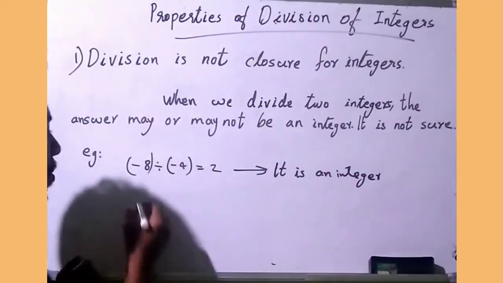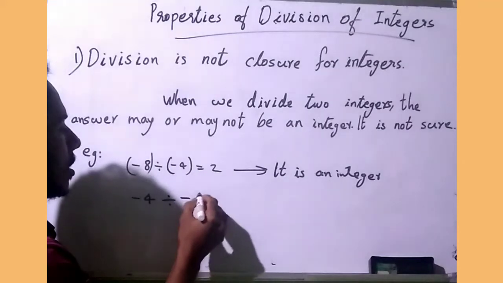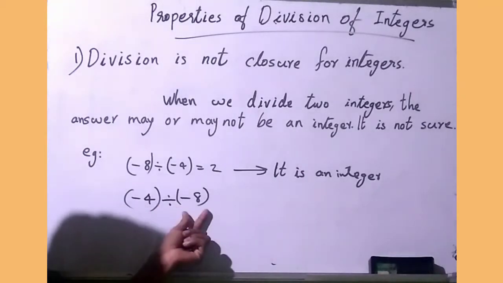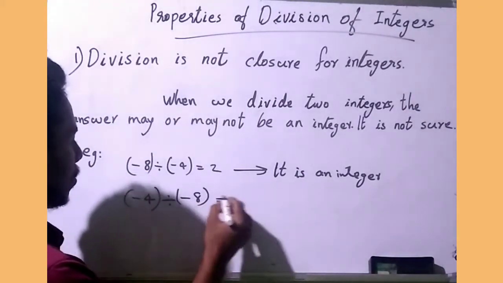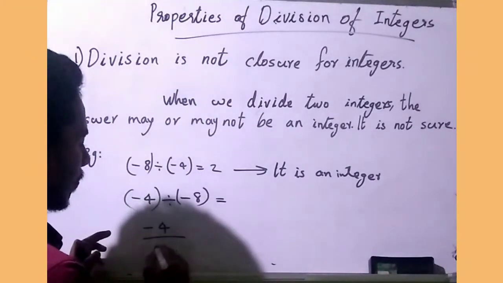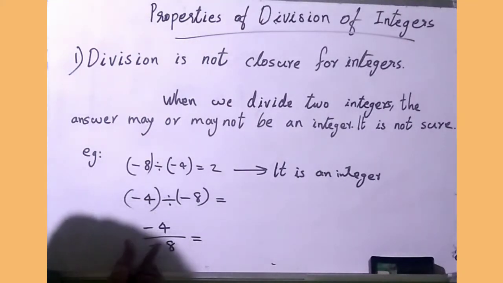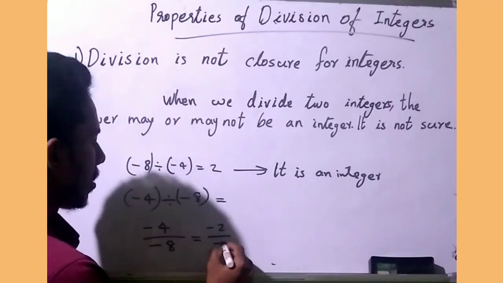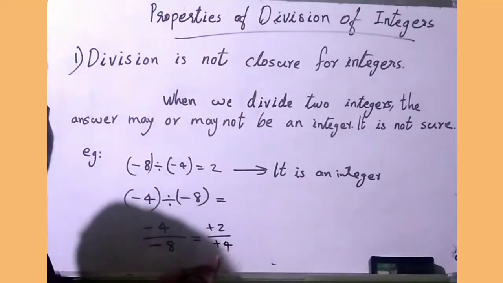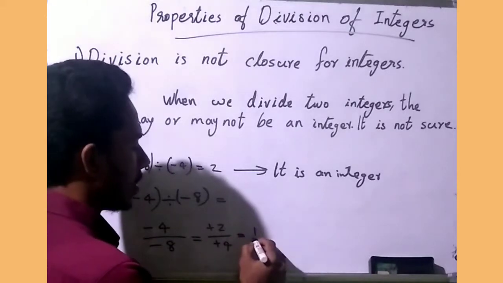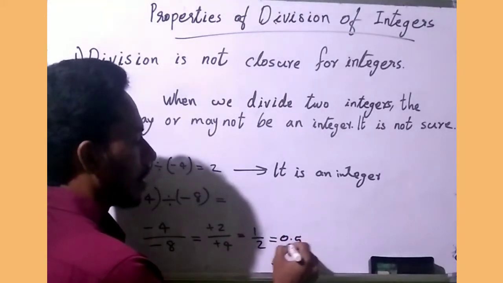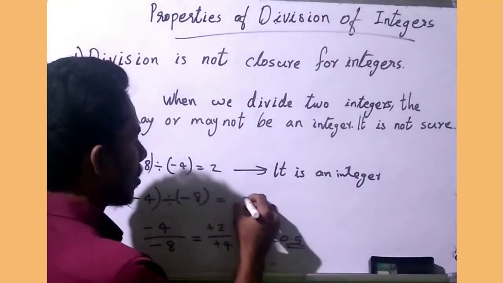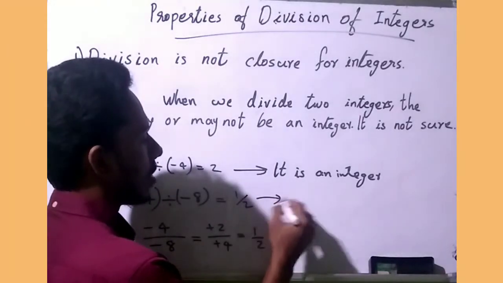But in the case of minus 4 divided by minus 8, what is the answer? Just check it. We can write this as minus 2 divided by minus 4. We can cancel these minus signs, then we get 2 by 4, that's equal to 1 by 2, which is equal to 0.5. It is not an integer.